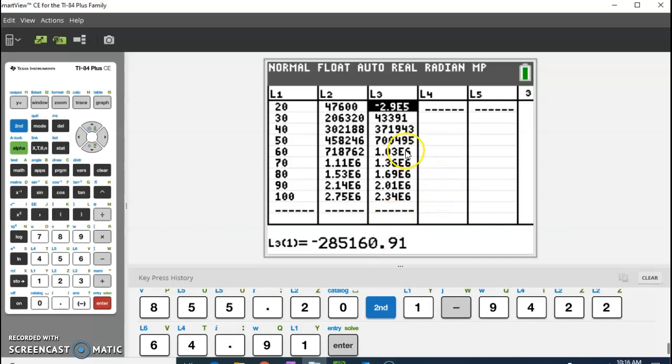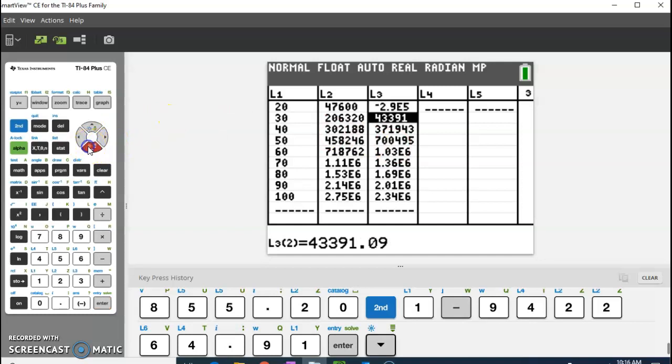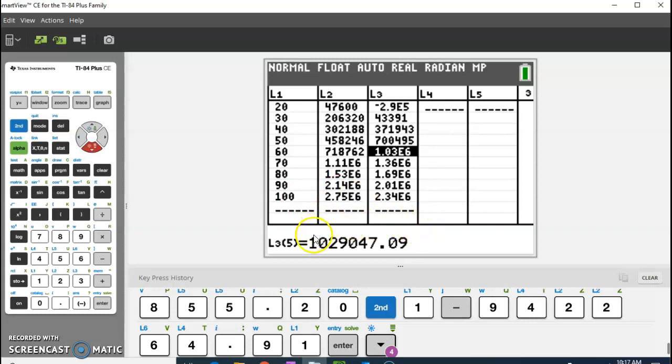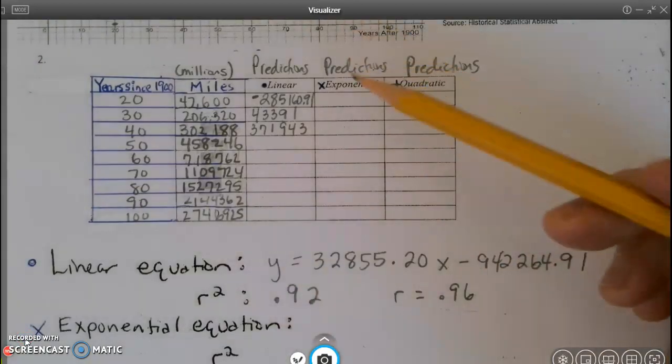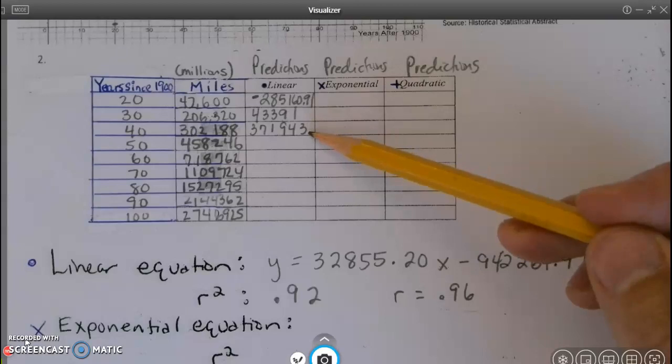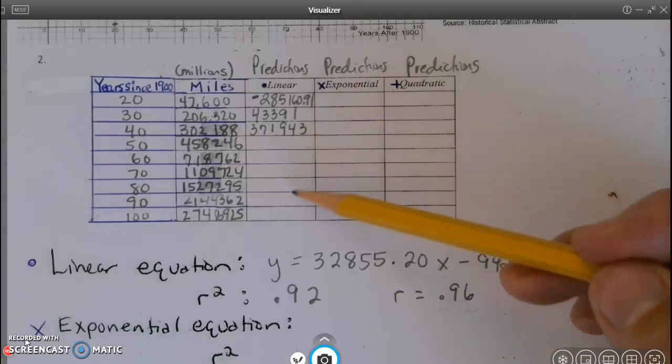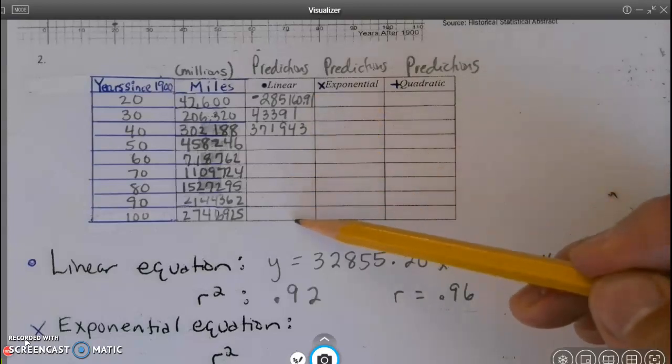So you're going to go down and write in each of these again. Whenever you get to one that has an E, don't write the E, write the actual number. And you'll fill in all of those linear values. Okay, so I started to write what was on my calculator. I did not finish. I'm going to let you finish those linear predictions.